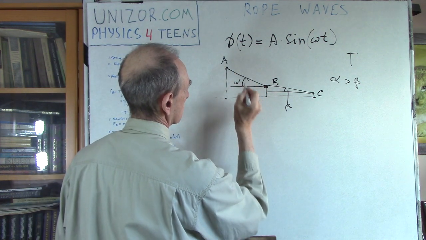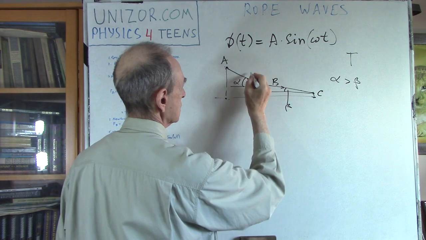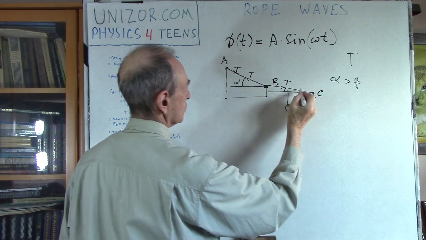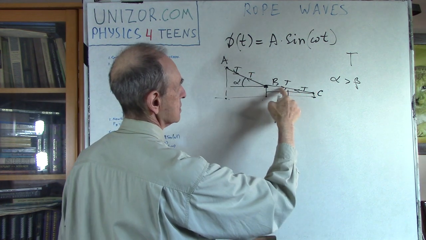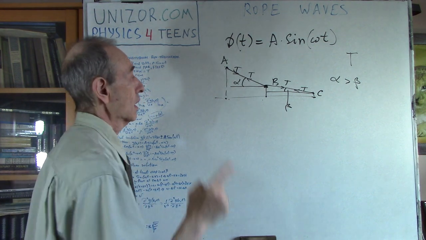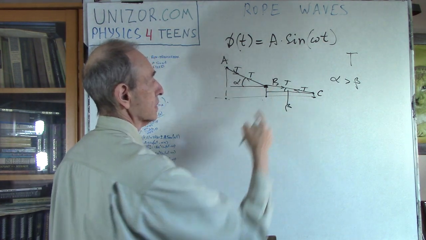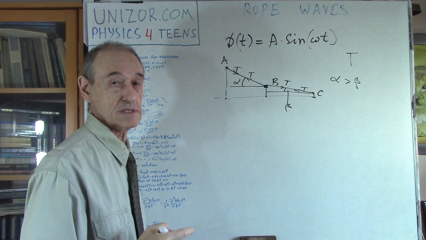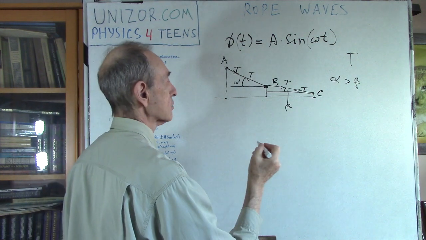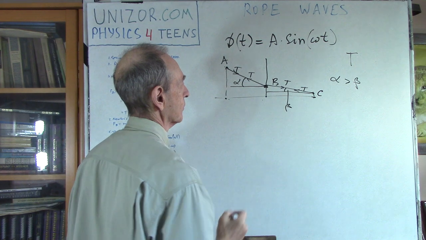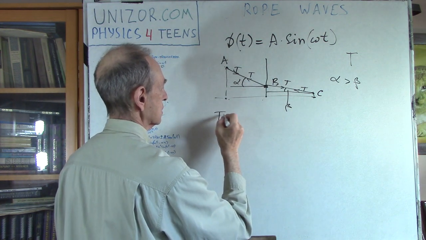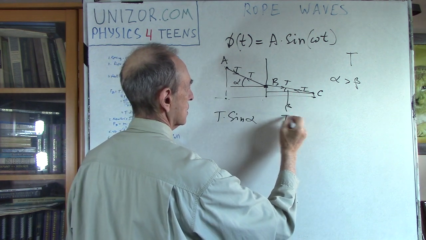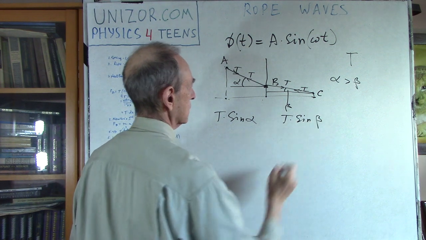Because there is a force here and force here. This is tension and this is tension. Well, obviously there is a force here, which is also tension, and force here, which is also tension. And these two forces are equal to each other. However, these two are equal in absolute value, but they're not acting against each other completely. Because what we are interested in is vertical movement. And the vertical movement in this case is T times sine alpha. And in this case, it's T sine beta, right?